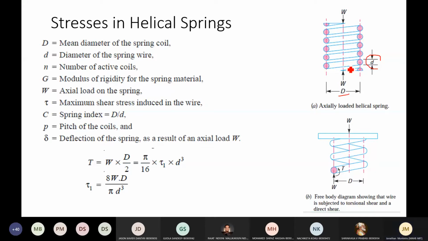Okay. Once a spring is loaded, we understand that it is subjected to two different kinds of stresses. Okay, so what are those? One is a torsional shear and one is a direct shear.